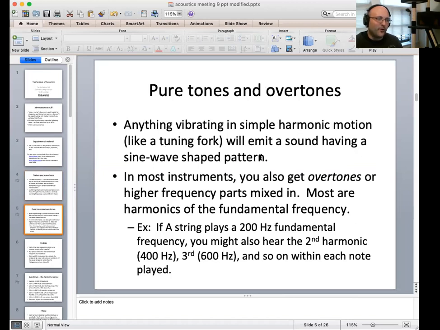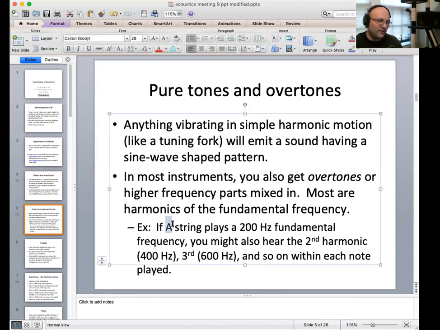Something like a tuning fork emits a sine wave shaped pattern. Simple harmonic motion, again, goes along with some of the first labs that we did in the class. All right. But for most instruments, you get overtones or higher frequency parts mixed in, and these are harmonics of the fundamental. So this should say if a string, that, okay.